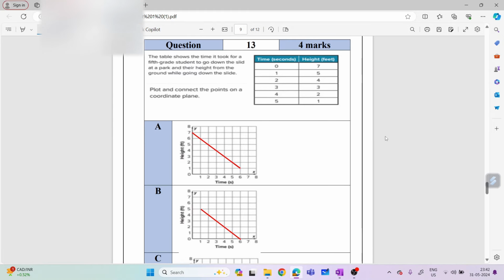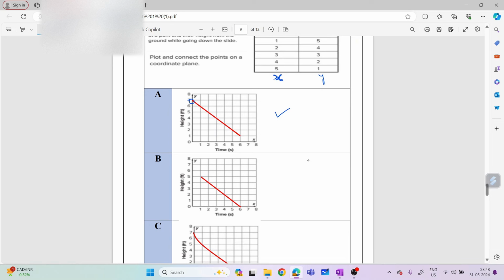See here, this problem looks very hard but is very simple. See the table. From the table, you have to draw the graph. Already the graph is given. You have to choose which is the right one. So this is the x coordinate, this is x, this is y. What is x? X is the time. X axis is the time, y axis is the height. 0, 7. X is 0, y is 7. That means this is right.